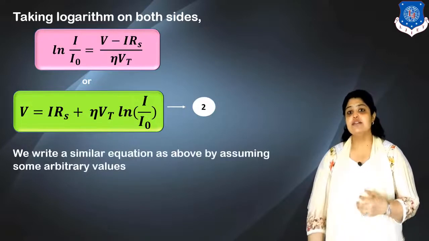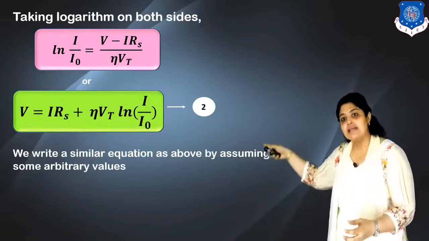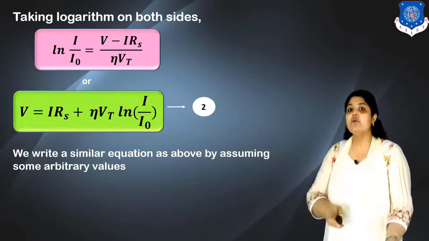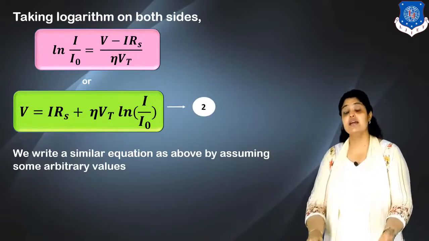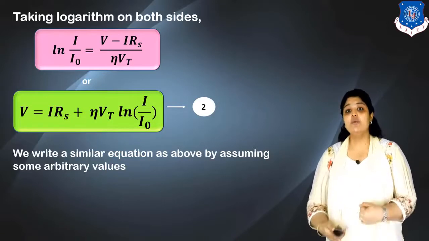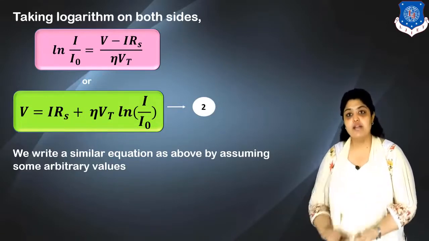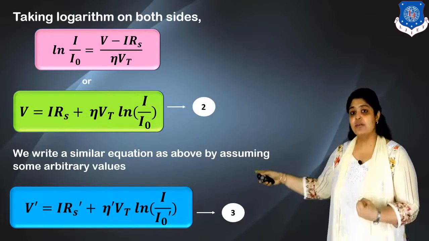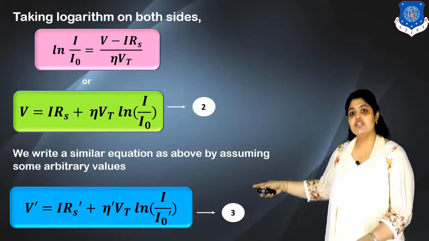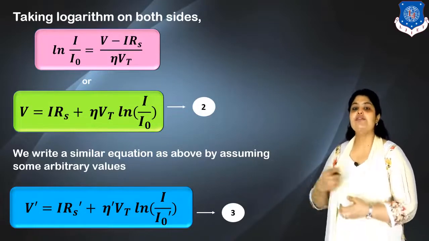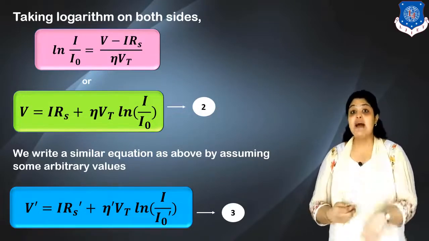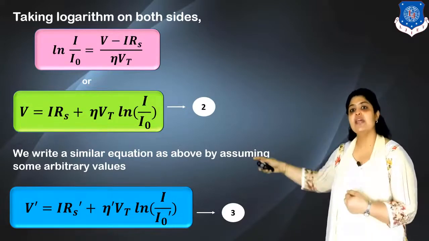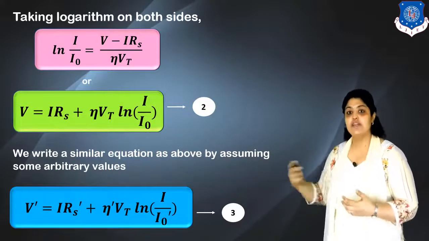So this is the equation which we got, in which we have a term called series resistance and saturation current. Now what we do is, we write a similar equation as this equation 2 by assuming some arbitrary values. We want to determine what is series resistance, saturation current, what is the ideality factor. So we assume some arbitrary values and we rewrite the equation as V dash, because we are assuming it, is equals to IRS dash plus eta dash Vt ln of I by I naught dash. To determine some parameters, we are already assuming those parameters and thus we get the third equation as mentioned.